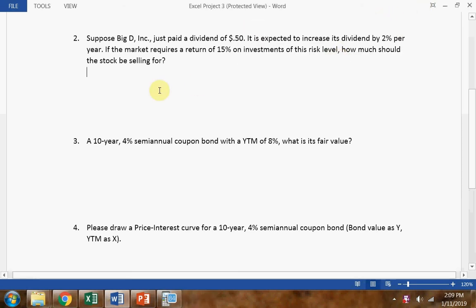Okay, for the second question, that's actually even easier. If you use the mathematical way to solve it, it's going to be just a 1-minute job. So let's read the question. A company just paid a dividend of 50 cents, that's dividend 0, and it expects to increase its dividend by 2% per year. The required return is 15%. How much should the stock be selling for, or how much should the stock be worth?